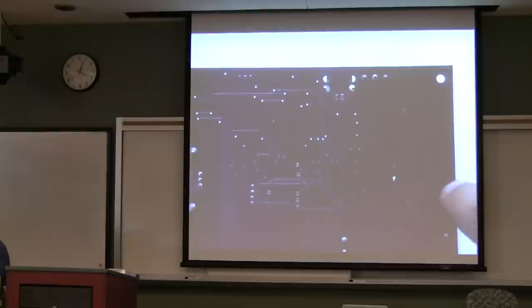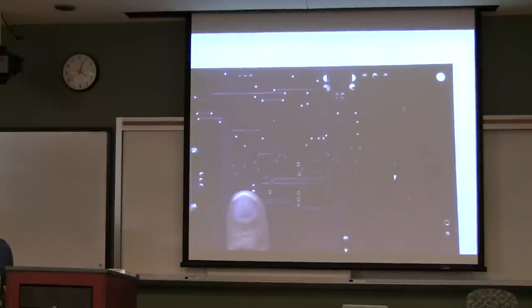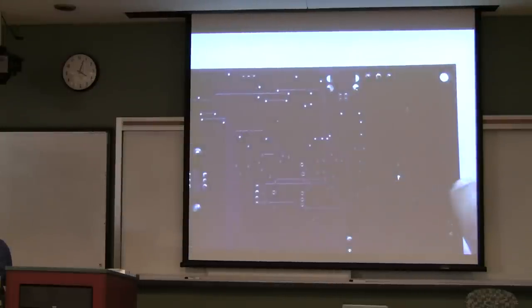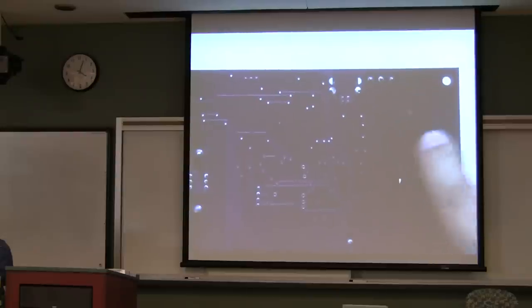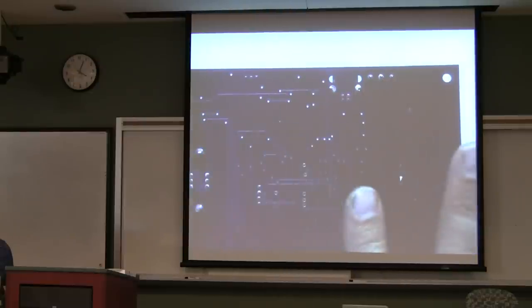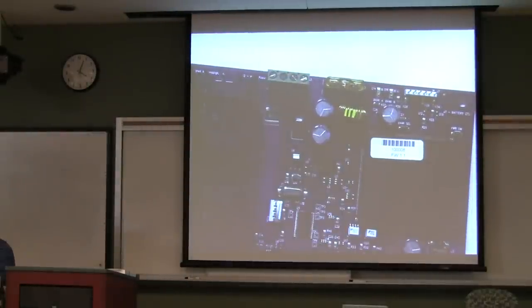I'll let you look at it later, but this entire area here is totally separated from the rest of the board. This has an underlying ground plane that's actually broken right here in this corner. So the ground plane that sits underneath the digital components is totally isolated from that which is underneath the power components. So you'll often see that in a board that has a lot of high power associated with it.